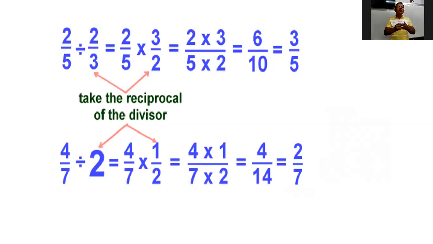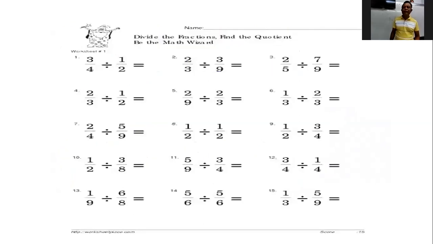So it's going to be your divisor, 2 over 1. So invert 2 over 1, it becomes 1 over 2. And put the sign of a multiplication. So multiply now, 4 times 1 equals 4, 7 times 2 equals 14. Now 4 divided by 2 is 2, and 14 divided by 2 is 7. Get it? I'm glad you got it.